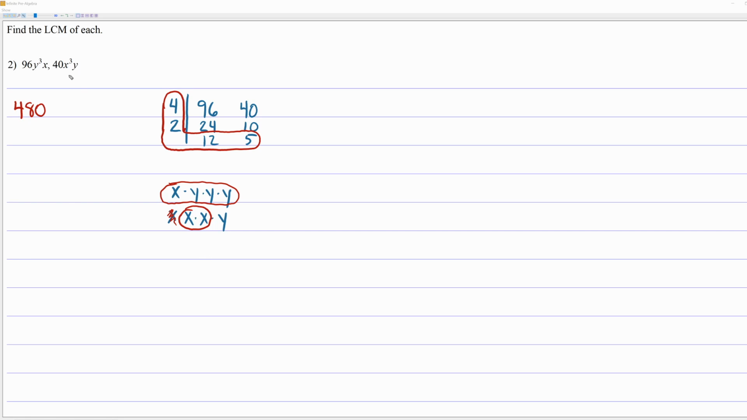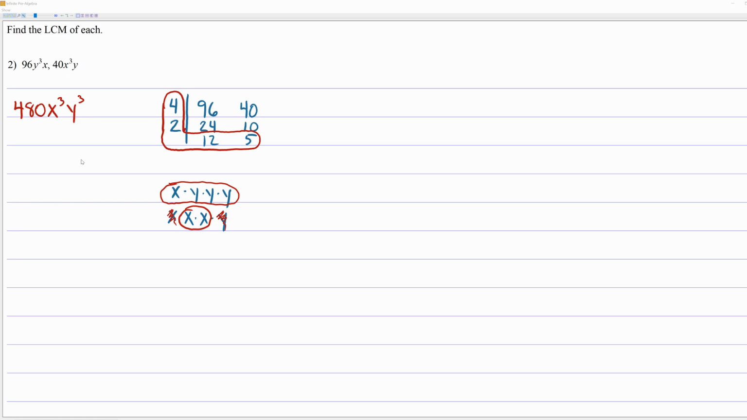To be a multiple of 40x cubed y, I need a y. Well, I have plenty of y's up here, so I don't need this one. So everything that I circled is the LCM. So I circled 3 x's, so the LCM has x cubed, and I circled 3 y's, so the LCM has a y cubed. Now, the logic on that's a little unusual if you're not really thinking through it carefully.